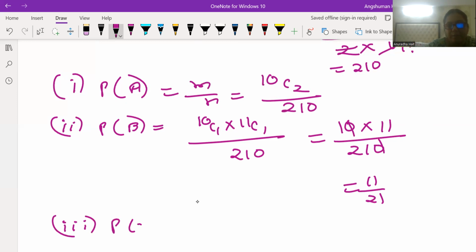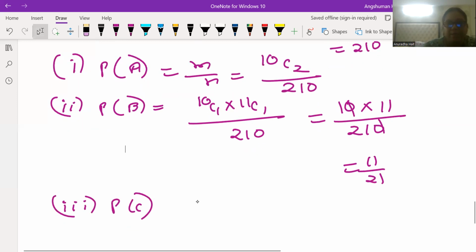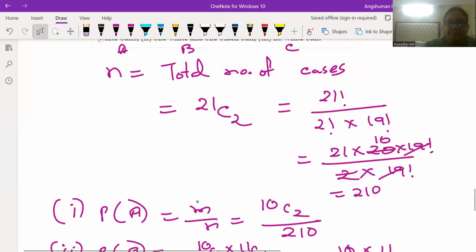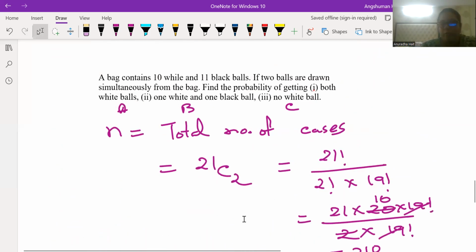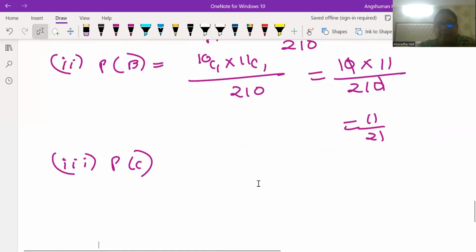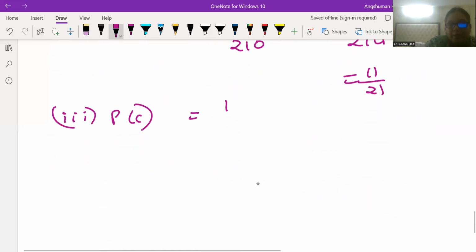Now the third one, the last one, probability of C. So let's see what is the question. No white ball. Obviously, if no white ball, you are selecting 2 balls. If no ball is white, what will be the color of the balls? Both will be black. So basically, the question is that you are selecting 2 black balls, right? So how many black balls are there? 11. So what is the case here? 11 C2 divided by 210.